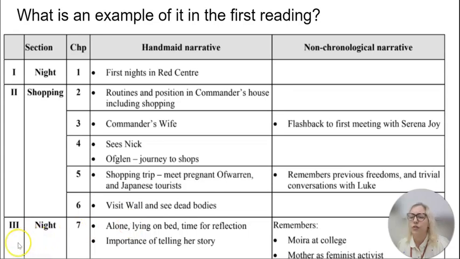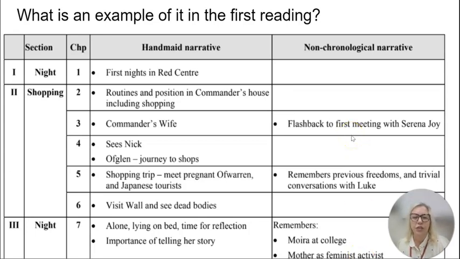Okay, and then the third section in the first reading, Roman numeral 3, is also called night. So we have our first example of the repeating night section chapter. And once again, it's only one chapter. This time it's chapter 7. And what's going on? She is alone lying on the bed, time for reflection and thinking about the importance of telling her story. And she remembers Moira at college and her mother as a feminist activist.